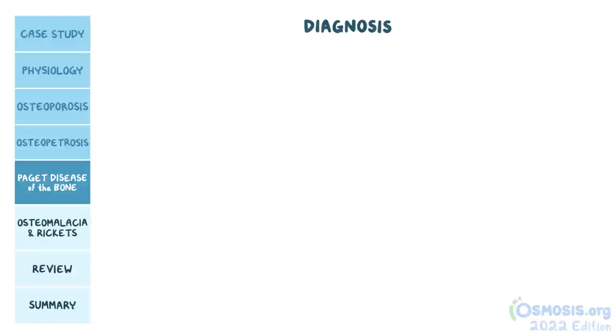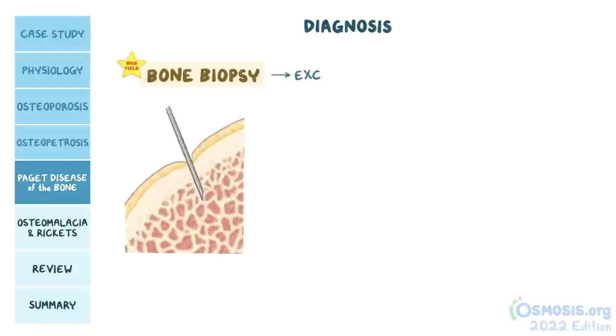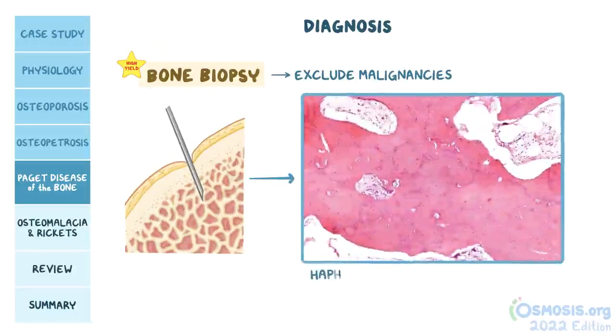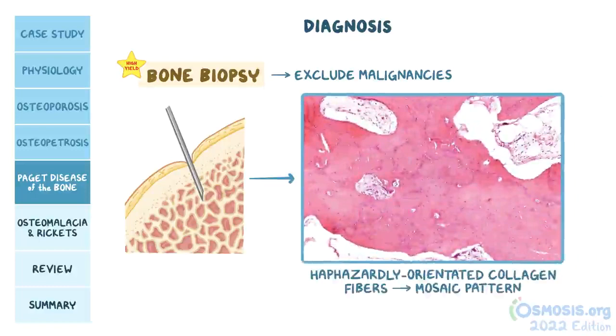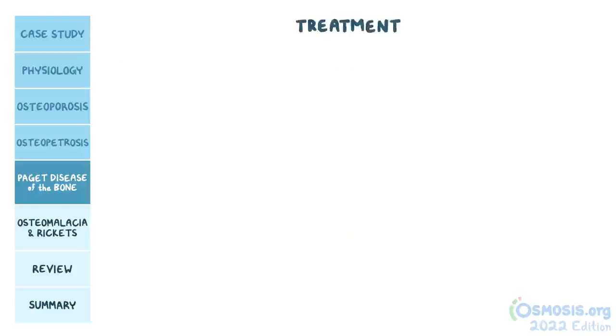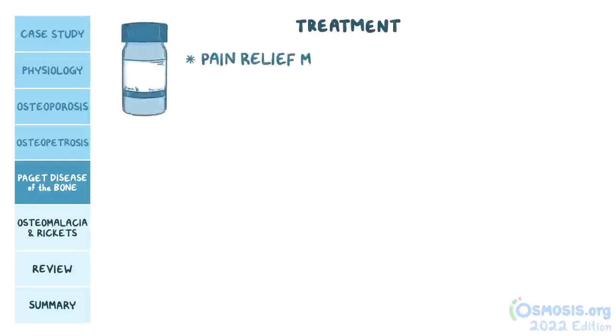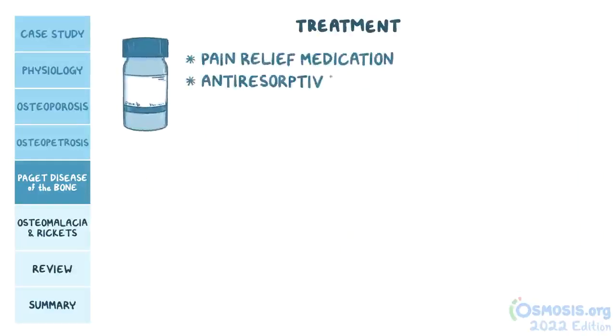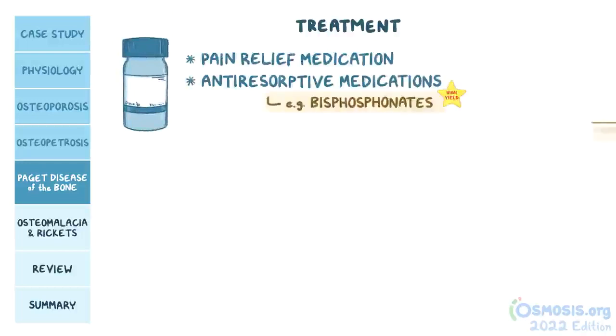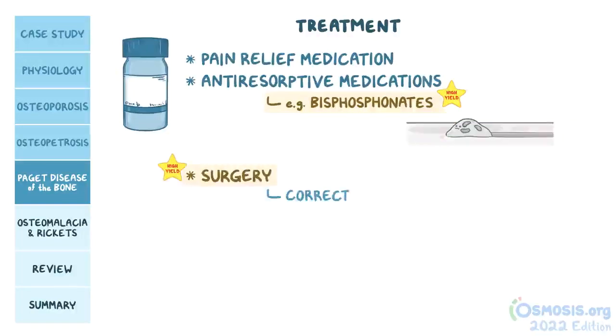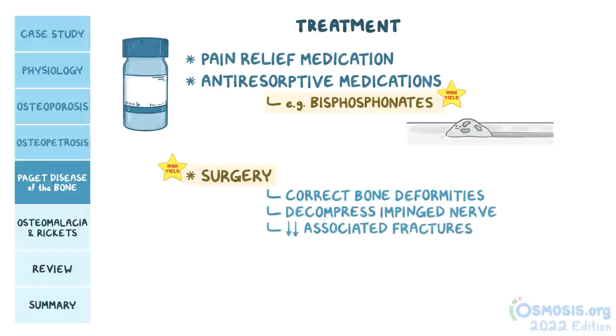Finally, keep in mind that a bone biopsy is usually done to exclude malignancies, which can mimic some of the findings of Paget disease of bone. Typical findings include haphazardly oriented collagen fibers that create a mosaic pattern. Treatment of Paget disease of bone includes pain relief medication as well as anti-resorptive medications like bisphosphonates, which slow down the bone lysis. In addition, surgery can help correct bone deformities, decompress an impinged nerve, and reduce associated fractures.